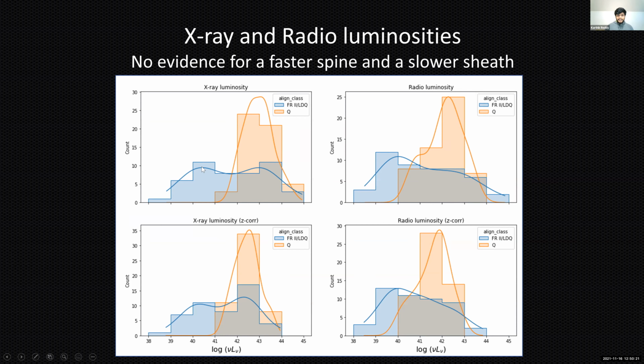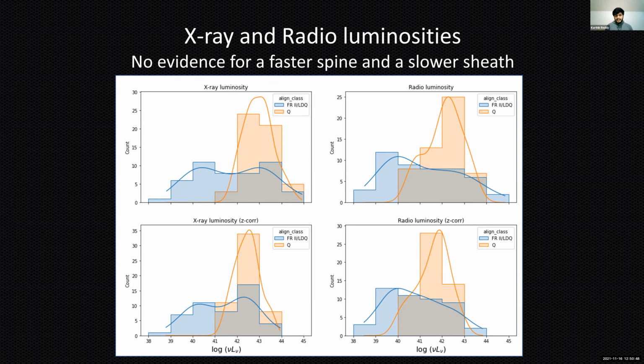So the idea here is that if the X-ray emitting plasma resides in a faster moving jet flow, the separation between the luminosity in knots in misaligned jets, which I assign under a group for FR2s and LDQs, is going to be larger in the X-rays when compared to the radio. But the current data shows no significant difference or separation between these two distributions.